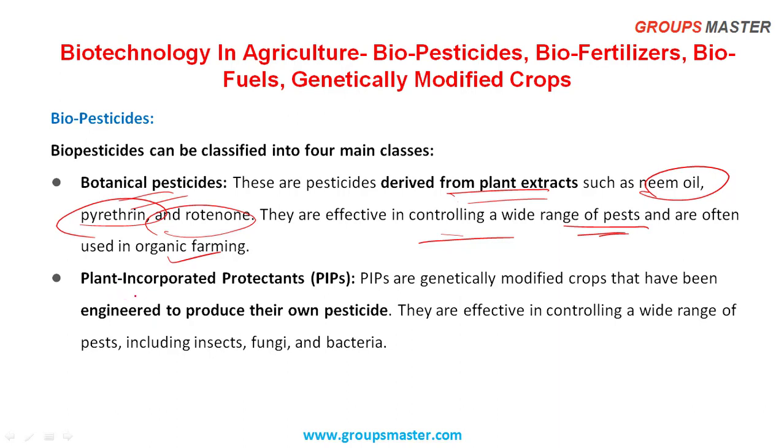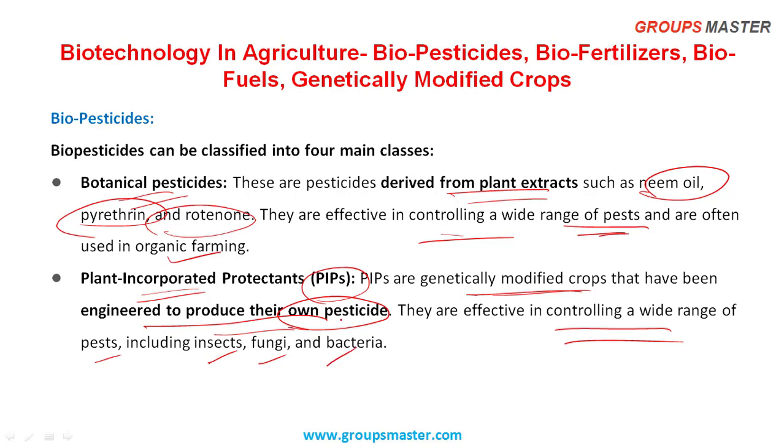Next main class of biopesticide is PIPs, plant incorporated products. These are genetically modified crops that have been engineered to produce their own pesticides. They are effective in controlling a wide range of pests including insects, fungi and bacteria. These are the main four classes of biopesticides.